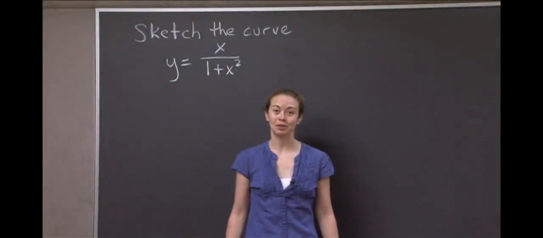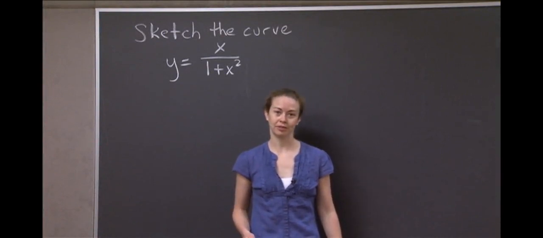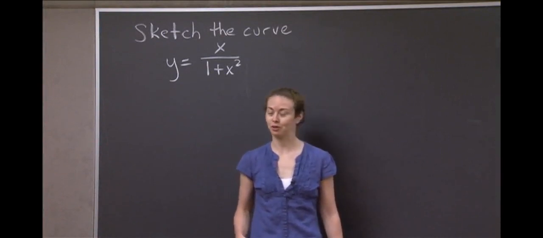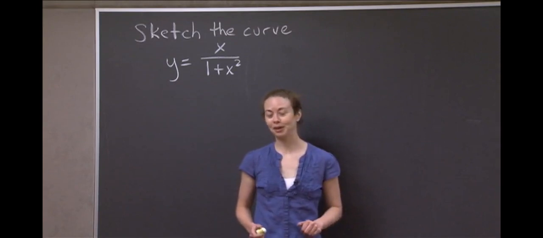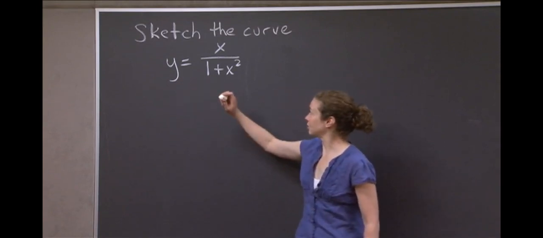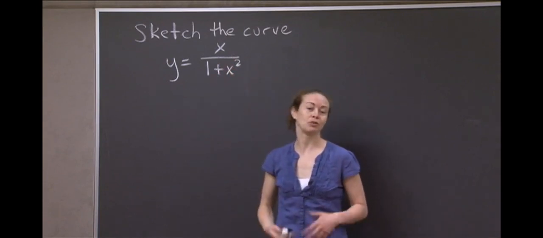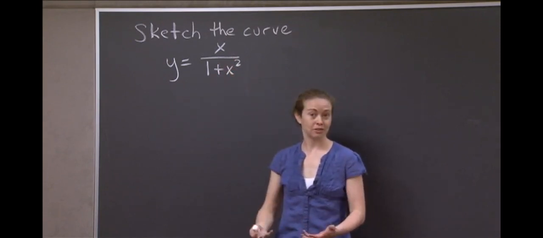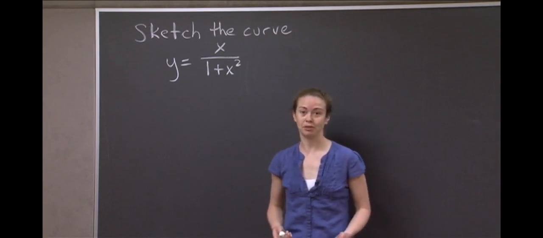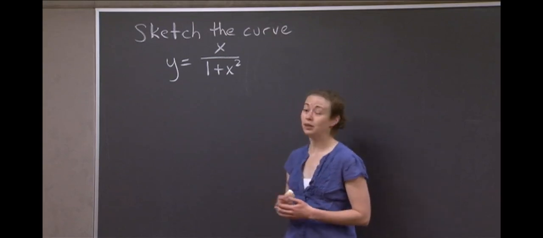Welcome back to Recitation. Today what we're going to do is use what we know about first and second derivatives and what we know about functions from way back in algebra and pre-calculus to sketch a curve. So I want you to sketch the curve y equals x over 1 plus x squared. It doesn't have to be perfect, but try and use what you know about these derivatives, the first and second derivatives of this function, and what you've talked about in the lecture to get a pretty good sketch of this.